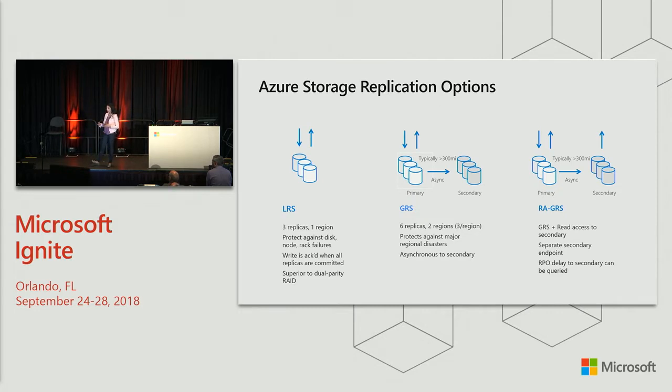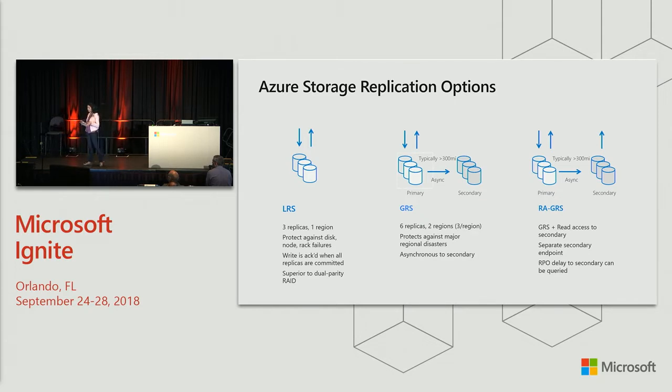The next level of replication option, which is slightly more expensive but protects you against regional disasters, is geo-redundant storage. Typically, your geo-regions are greater than 300 miles apart. The replicas now are 6, so 3 locally, and the other 3 copies are in your geo-region. Because you have 6 copies, 3 on each side, you are protected against disasters. Remember that the replication from one geo-region to another is asynchronous, it's not synchronous.